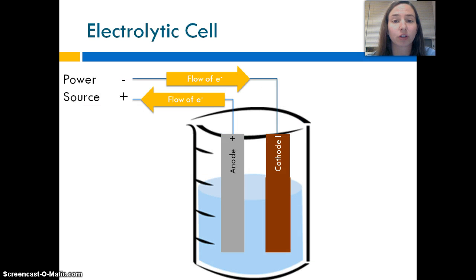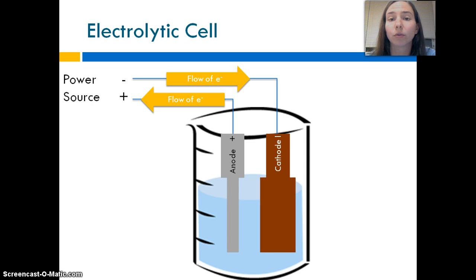So if we take a look at the electrolytic cell, we still have the cathode and the anode, and this time we have a power source. And the power source could be a battery, or we could plug it into like an outlet, for example. And the flow of electrons is going to come from the power source into the cathode, and then the electrons will be lost by the anode. And so over time, what happens is the anode is going to reduce its mass, and the cathode is going to increase its mass.